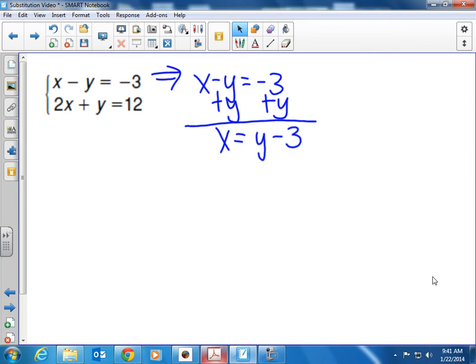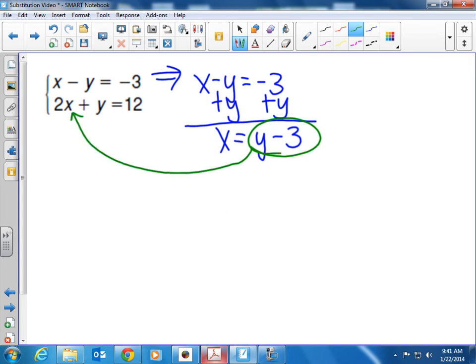Now that I have one of my variables alone, it doesn't matter which one it is, either x equals or y equals, but that's your first goal. Get either x equals by itself or y equals, whichever one's easiest from whichever equation. Now I can take what x equals, I'm going to circle what x equals, and I'm going to plug it into the x from the other equation.